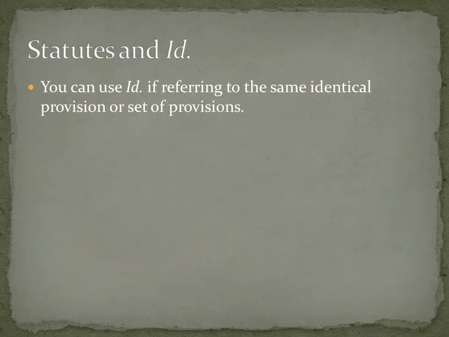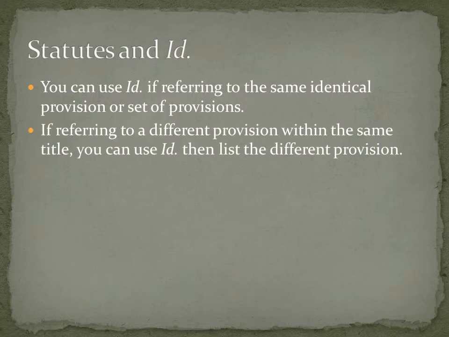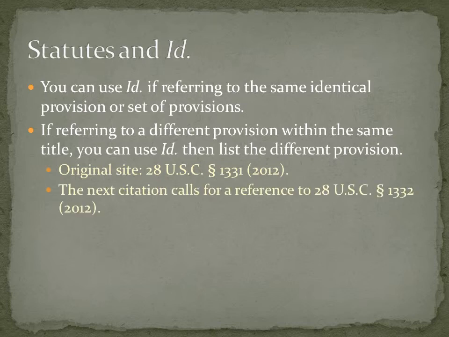You can also use id if referring to the same identical provision or set of provisions. But you can also use id if you're referring to a different provision within the same title. So an example, this is the best way to show you what I'm talking about. If that's the original cite, and the next citation we're referencing the same title, Title 28, but we're referencing the next section, we can cite like that.